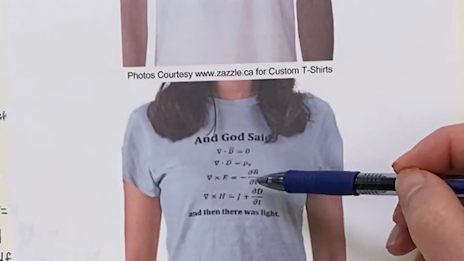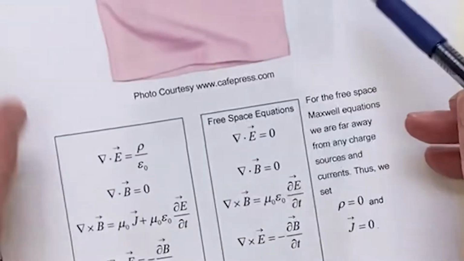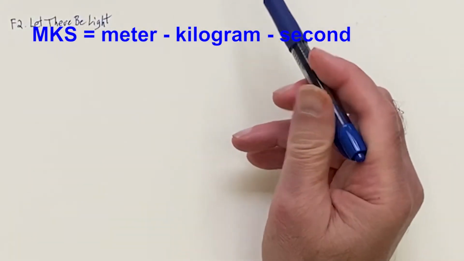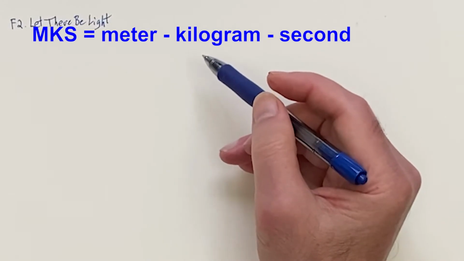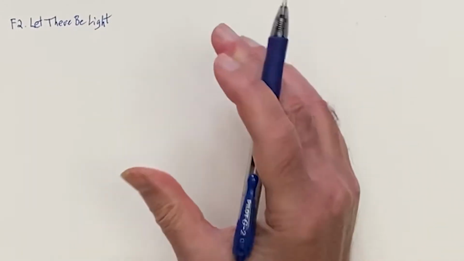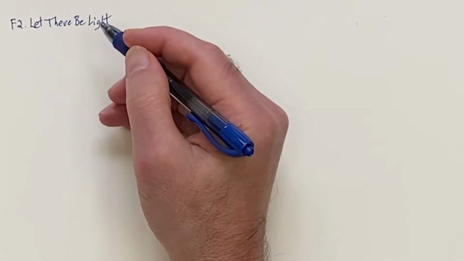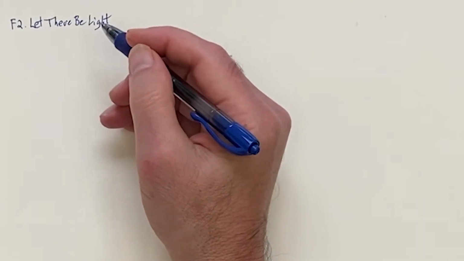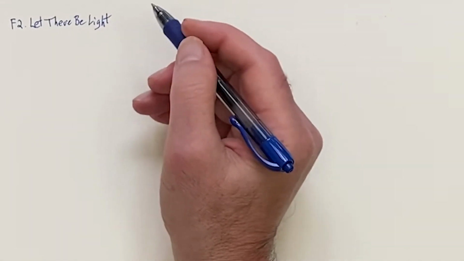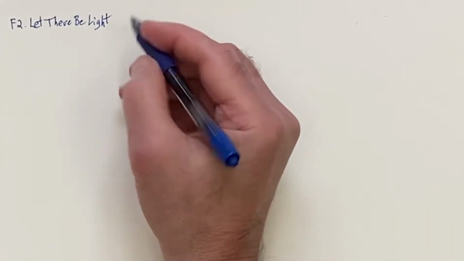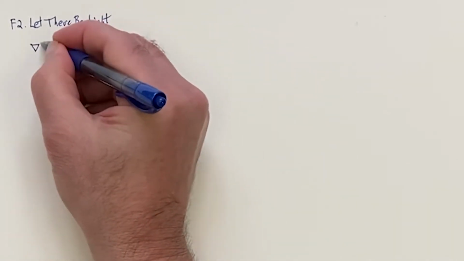Some of these units in these equations may be a little different. There's the MKS units. We've been using MKS units for the Maxwell equations, but there are other systems of units, so don't be concerned if you find a little variation in how the equations are there. So here's what we do for let there be light. We go to the Maxwell equations.